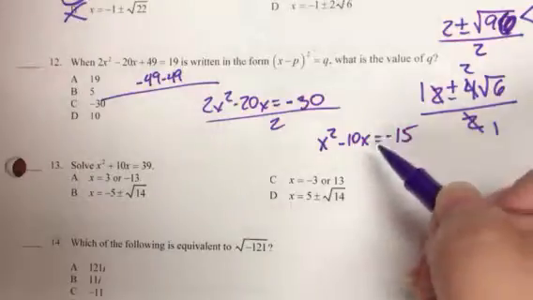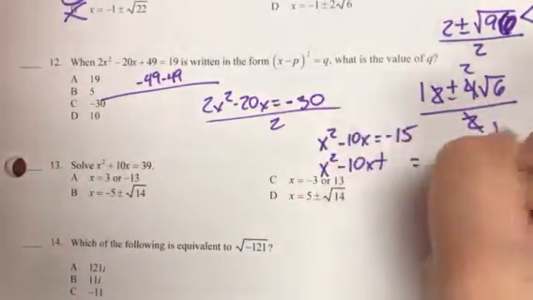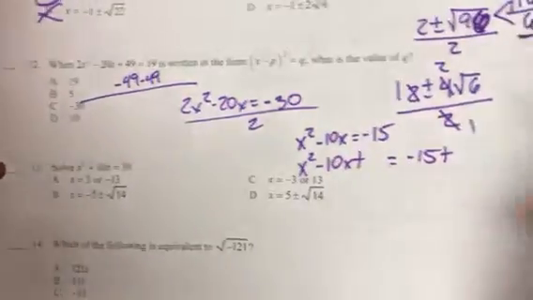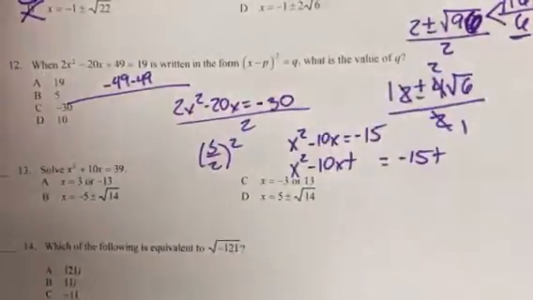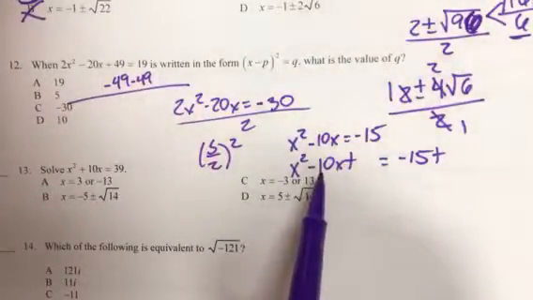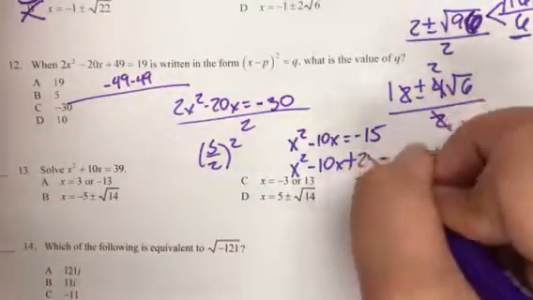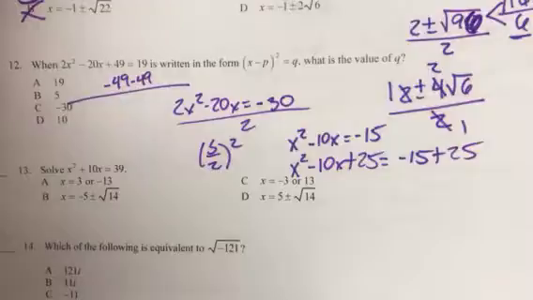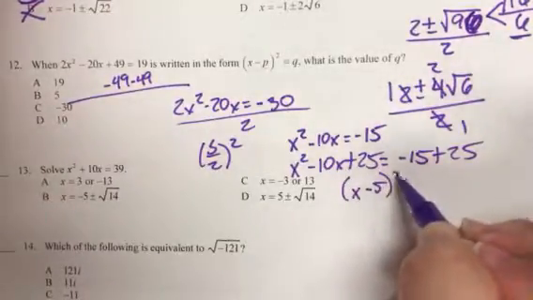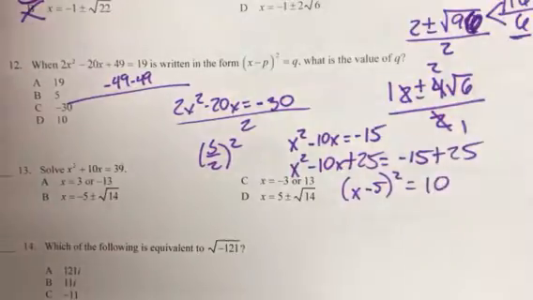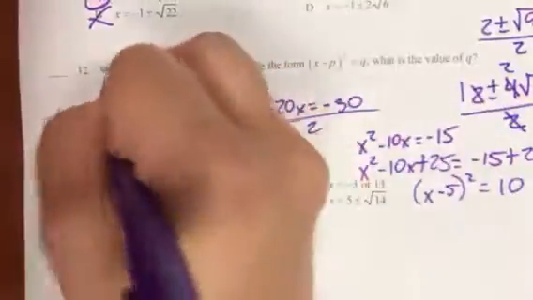And to complete the square, okay, x squared minus 10x plus something equals negative 15 plus something. So again, we're going back to this b over 2 squared business. My b is negative 10. Negative 10 divided by 2 is negative 5. Negative 5 squared is a positive 25 and 25. So that means this is x minus 5 squared. And that simplifies to 10. They just want to know what the number is over here. So my answer for D is 10.